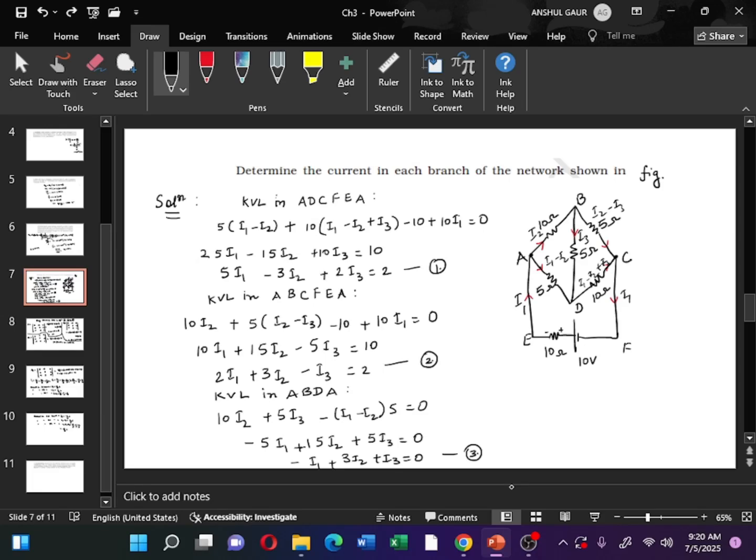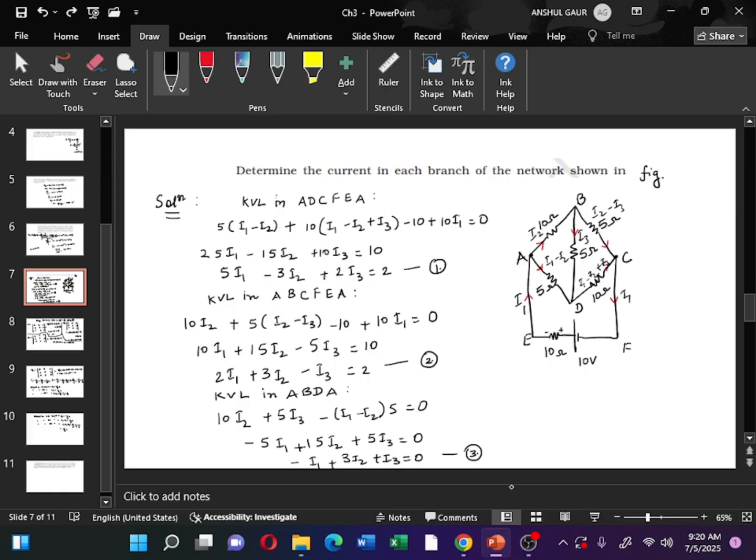Hello viewers, the question is: determine the current in each branch of the network shown in the figure. So there is a network which consists of a total of 6 resistors and some branches, and we have to find out the current in each branch.